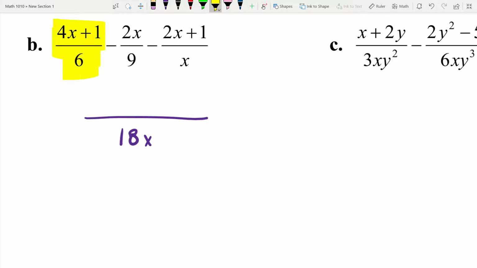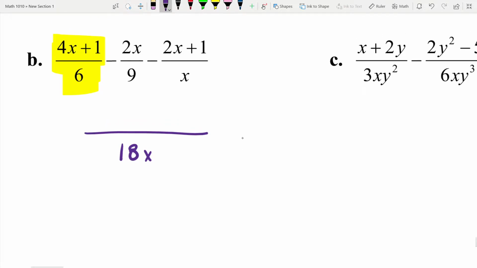All right. Very slowly. Look at this guy. I have to turn a 6 into an 18x. How do I do that? Multiply by 3x. So I'm going to take this 3x and distribute it to the entire top. So that gives me 12x to the second plus 3x.